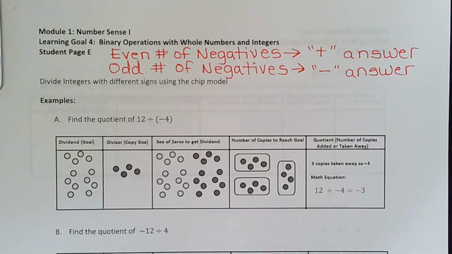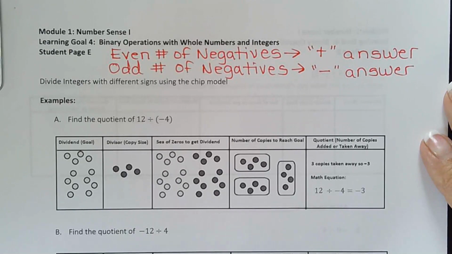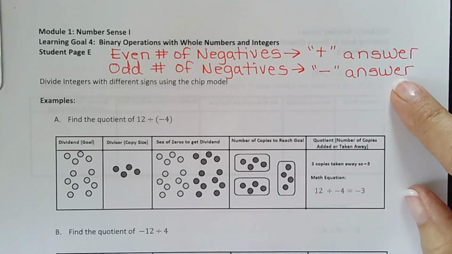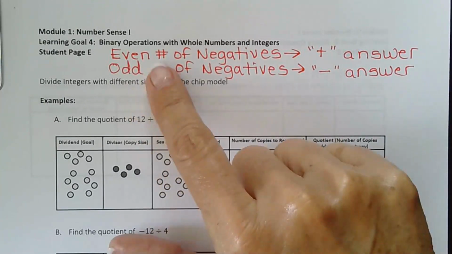Okay, let's pick up where we left off in the last video. We're now on Module 1, Learning 4, Student Page E. I rewrote our rules over here so that we wouldn't have to keep turning back, just to remind you.